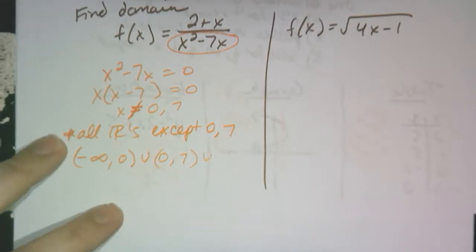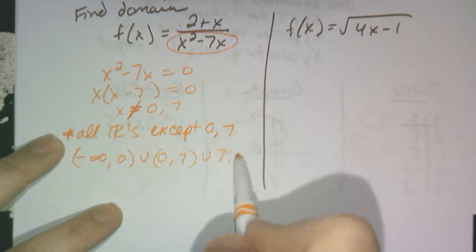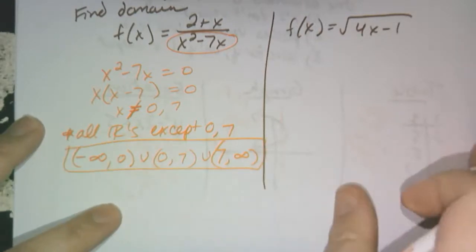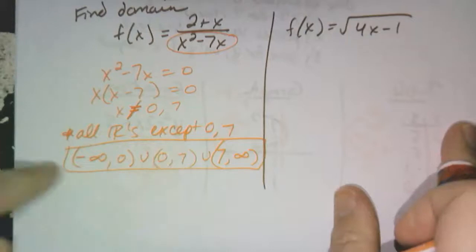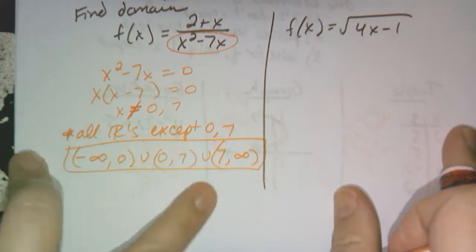But wait, there's one more section. What's the last section I'm not thinking of? 7 to infinity. Very good. So this would be another way to write the domain. You could say all reals except 0, 7, which I'm sure a lot of you are going to say, because that just seems easy, Mrs. Seta. And just write that.